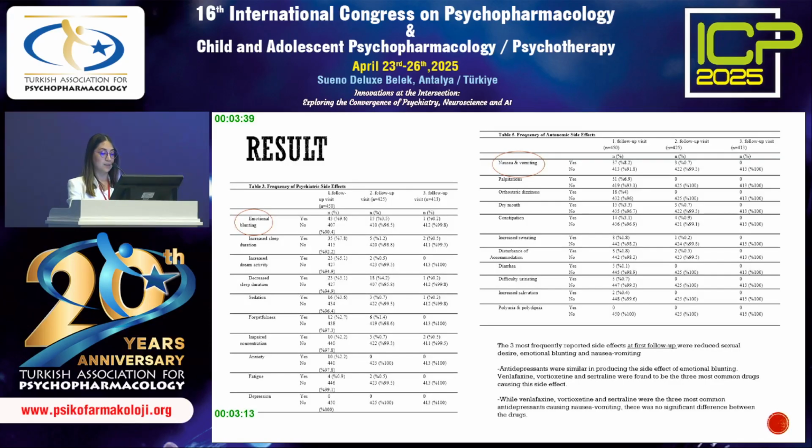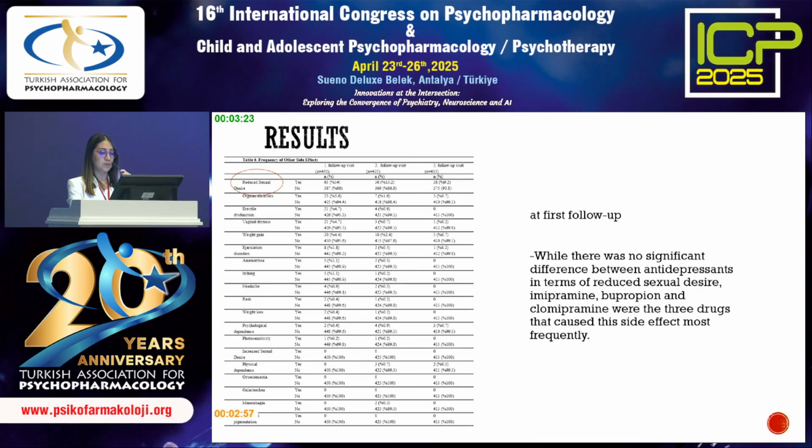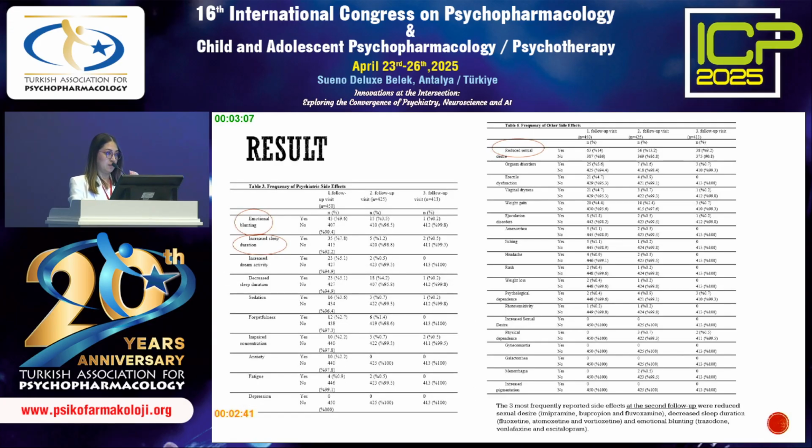Venlafaxine, vortioxetine, and sertraline were found to be the three most common drugs causing this side effect. For the vortioxetine, I wasn't waiting for such a result, but it did. While venlafaxine and vortioxetine also again are causing nausea. So at first follow-up, while there was no significant difference between antidepressants in terms of reduced sexual desire, imipramine, bupropion, and clomipramine were the three drugs that cause the side effect the most.